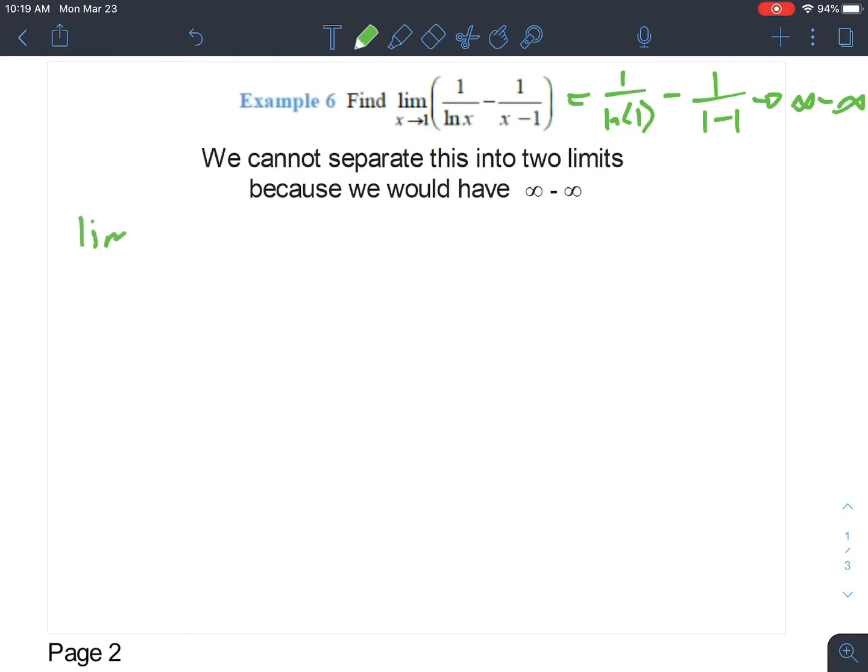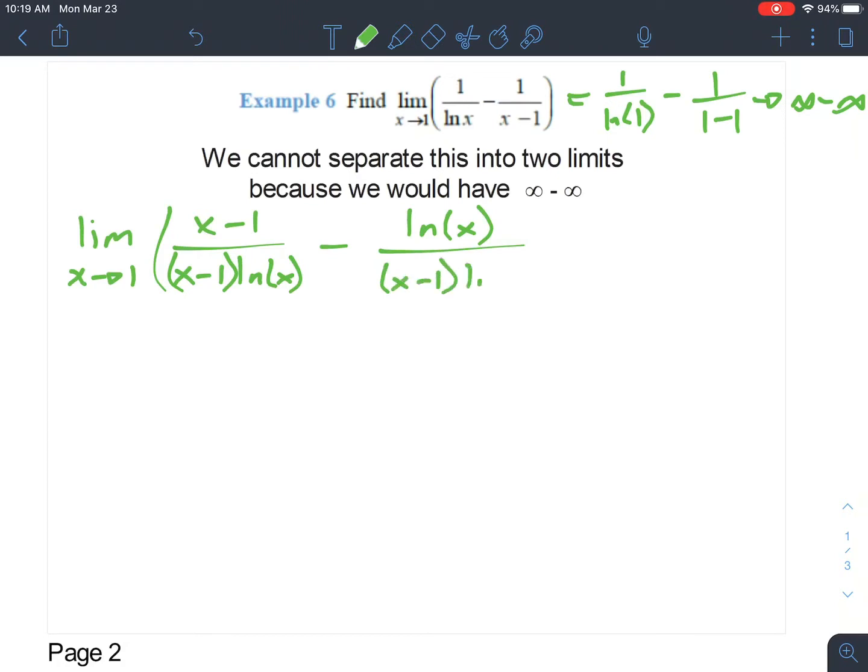So I'm going to start by multiplying the first one by x minus 1 on top and bottom, and that's going to give us x minus 1 times natural log of x. And then the second one is going to get multiplied by natural log of x on top and bottom. Then that allows us to combine these into one fraction.